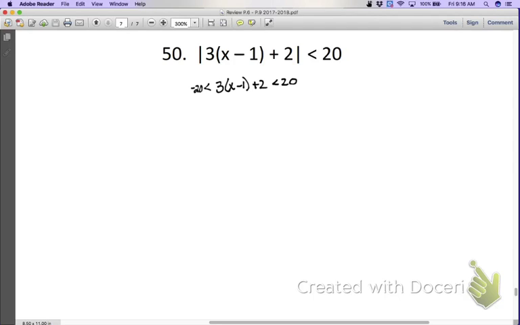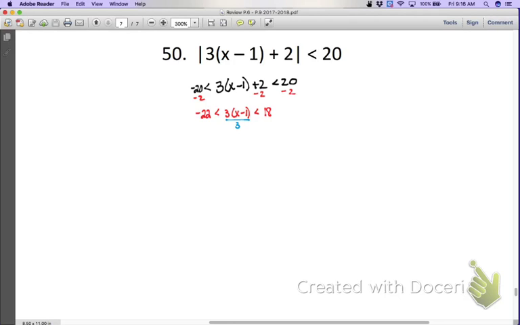So now it just basically becomes solve the middle, and you're going to get everything on the left and the right side. So I'm going to subtract 2 from the middle, the left, and the right. So I have negative 22 less than 3 times x minus 1, less than 18. Now, the reason why I didn't distribute the 3 and combine is because it's just going to make it easier. So how do I get rid of that 3 that's out in front?